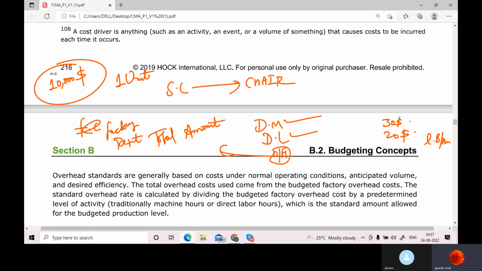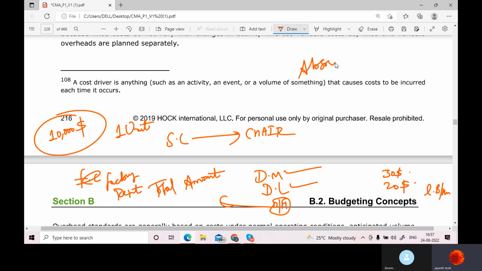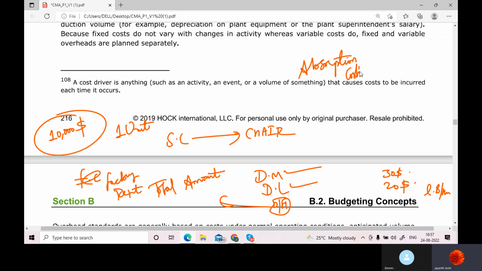So how will you do that? You should see for allocation base. That you'll be learning in detail in absorption costing. So allocation base is nothing but, there are 2 standard allocation bases followed by every cost accountant or budget preparer. Those are nothing but machine hours, that's the allocation base, and labor hours. So machine hours and labor hours are the 2 allocation bases. Then what you would do is, $10,000 is the factory rent. You can take 1,000 hours the machine is working, 1,000 machine hours, or 1,000 labor hours.